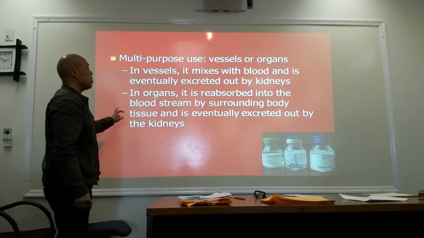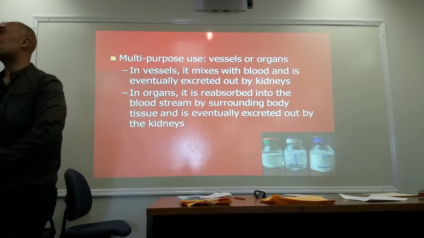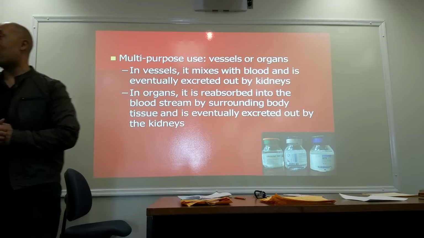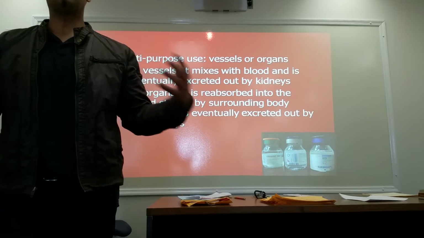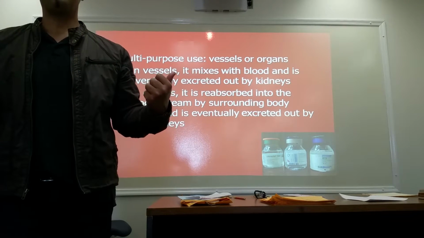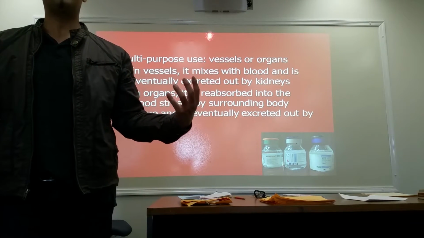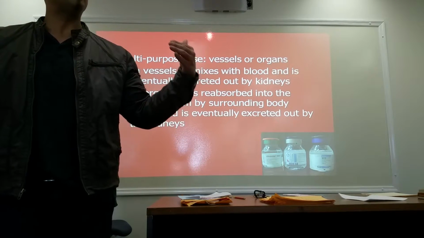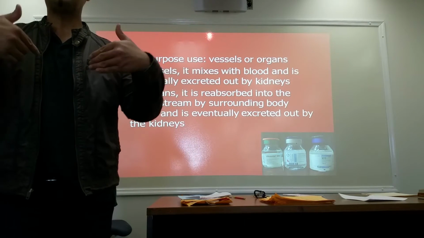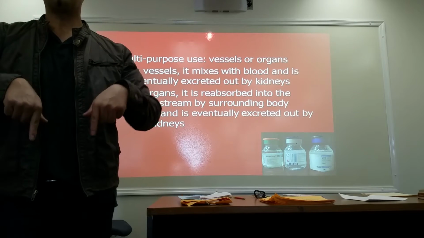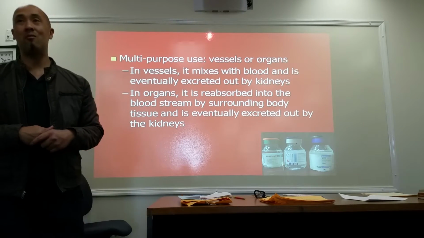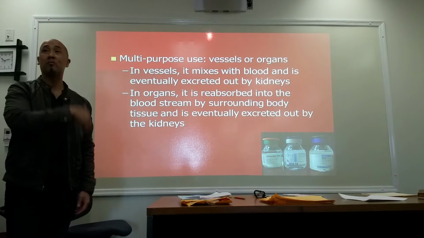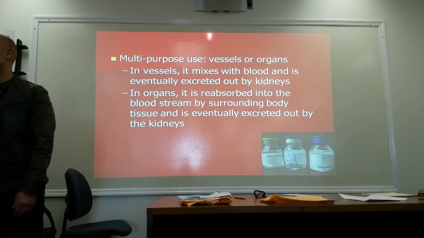If it was introduced in organs like your GI system, it is reabsorbed into the bloodstream by surrounding body tissues. Remember that equilibrium? It's going to be absorbed by the surrounding vessels, go into the blood vessels, go back to your kidney, through your ureters, and then you're going to pee it out. So it goes out the same way every time. It's absorbable. It goes back into your vascular system.